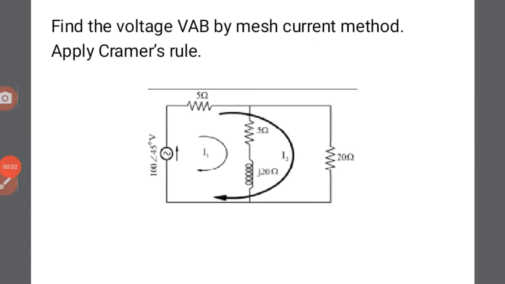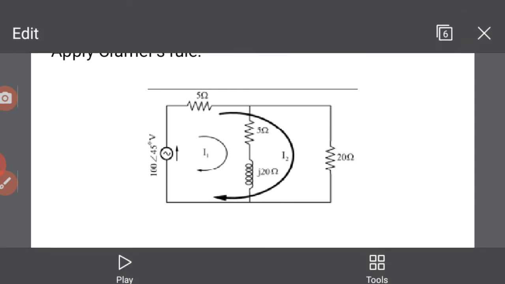In continuation with the previous session, we will go for another example, an example based on mesh current analysis. Find the voltage VAB by the mesh current method. Apply Cramer's rule. Here VAB is the voltage between the branch A and B.